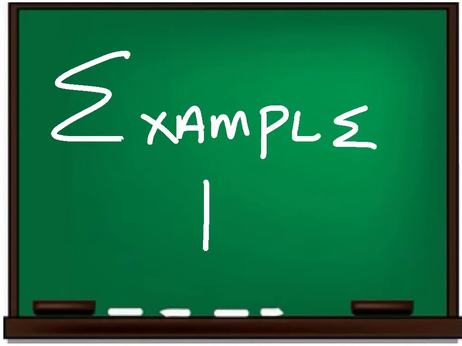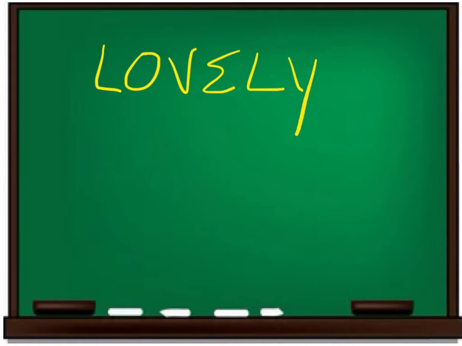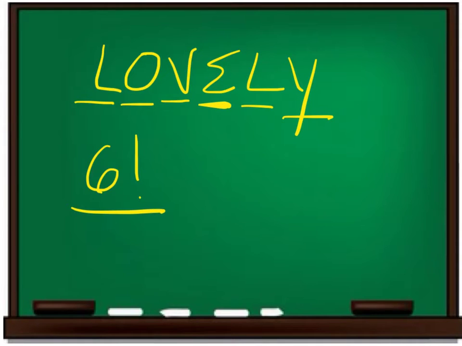Here is example 1. And the first example is lovely. It has 1, 2, 3, 4, 5, 6 letters in it. 6 factorial. Do any of the letters repeat? Yes, L. We have 2 L's in there. So we have 6 letters total, but we have 2 L's. 2 factorial on the bottom.